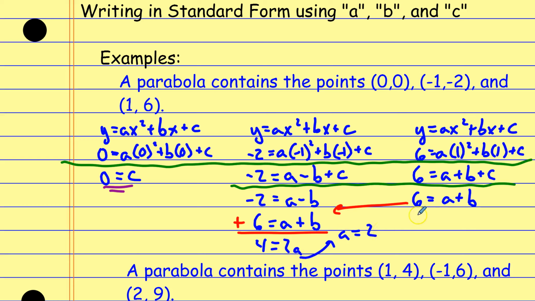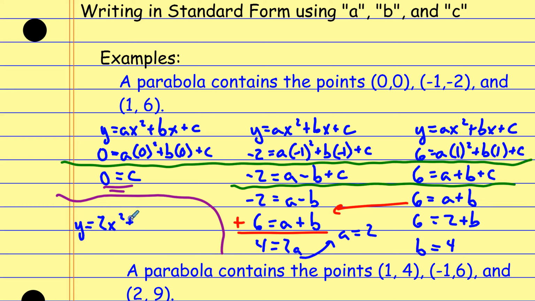I'm not done yet. I have to plug that in over here, so I plug the 2 in, and I'm going to solve this for b. I subtract the 2 from each side, and I get 4. And so now, as I look at this, I've got all the values I need. I've got y equals a, which is the 2, x squared, plus b, which is 4, x, plus c, which is 0. So this is the equation of my parabola, okay?